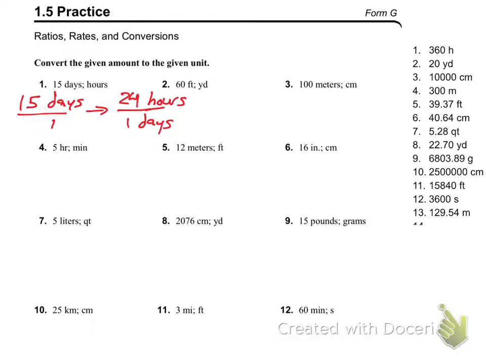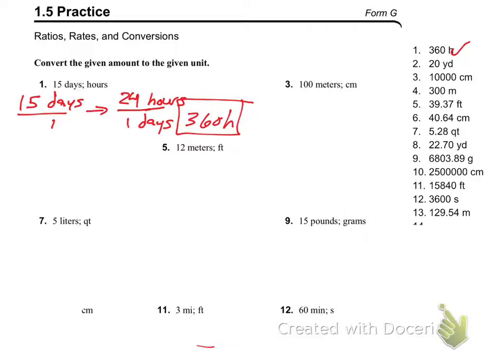So then what I have to do is, remember, I'm not going to cross multiply, I'm going to multiply across. So 15 times 24 is 360. So it's going to be a total of 360 hours. Check my answer. I got that one right. And just real quick, going to hide all the evens.